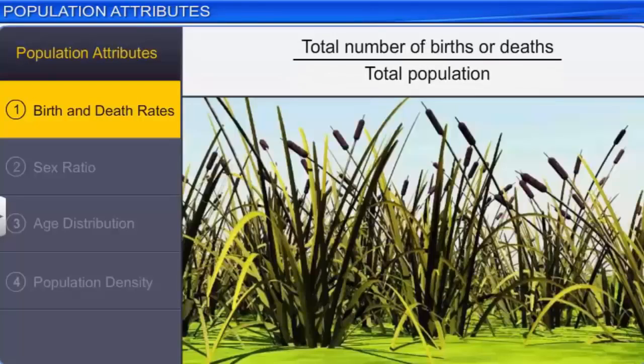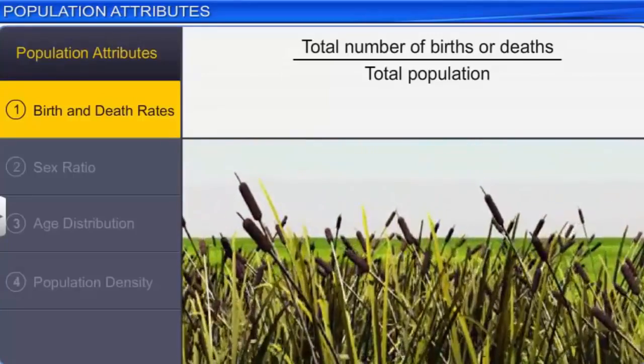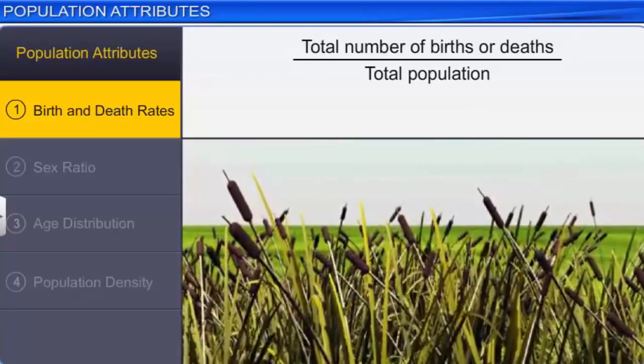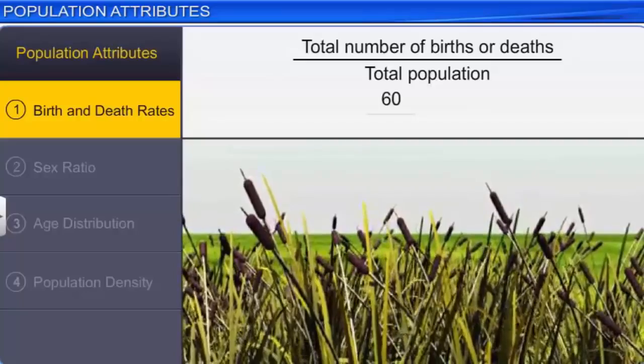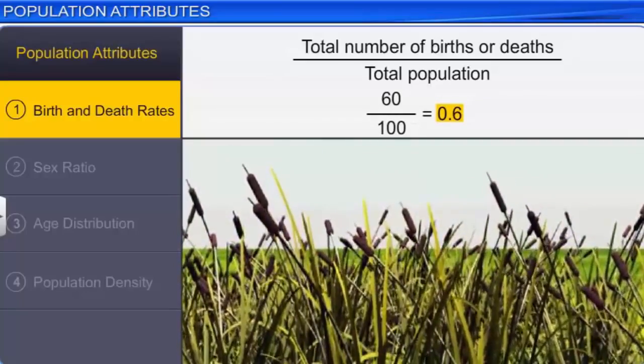For example, in a wetland, there were 100 typha plants last year and 60 new plants are added, taking the current population to 160. The birth rate is measured by dividing the total number of births by the total population, which is 60 divided by 100 or 0.6 offspring per typha per year.